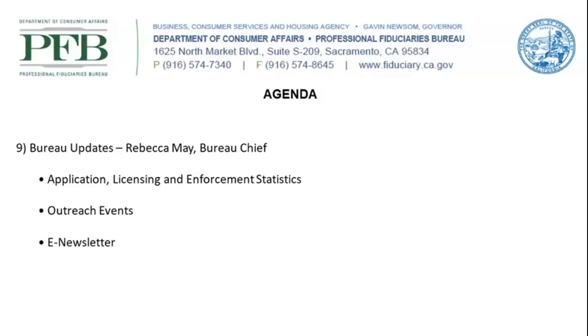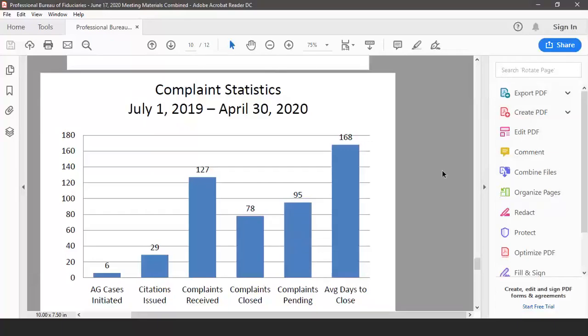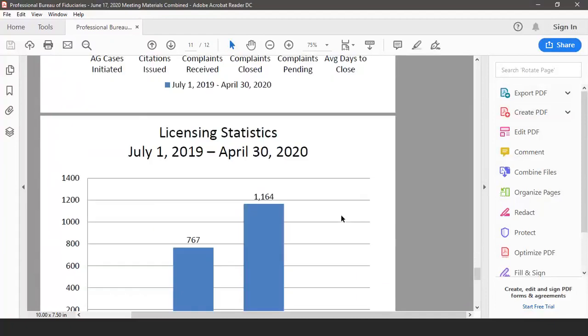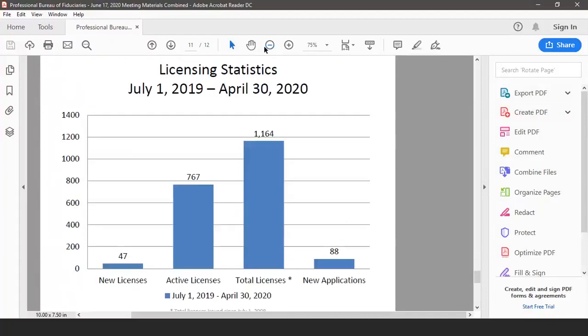For our licensing statistics, same time frame, July 1, 2019 through April 30th, 2020, we have issued 47 new licenses. We have 767 active licensees, and we have received 88 new applications. And as of April 30th, 2020, since the inception of the Bureau and the first licenses issued July 1, 2008, we have issued 1,164 licenses.